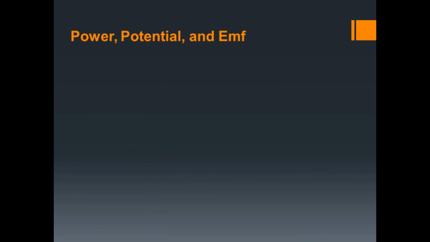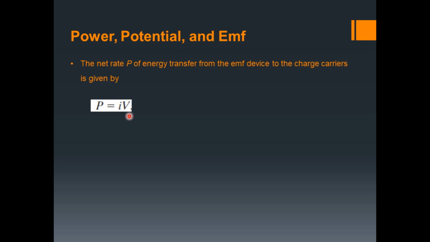Now power, potential and EMF. The net rate P of energy transfer from the EMF device to the charge carrier is given by, as we have already studied, P is equal to IV. What does it mean? This is the rate of energy which is transferred from the EMF device to the charge carriers.